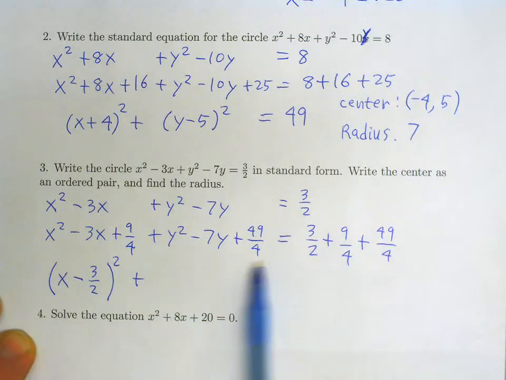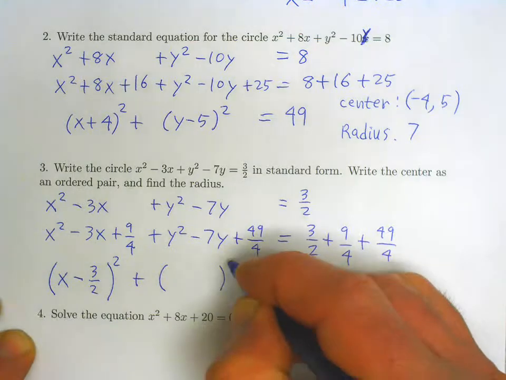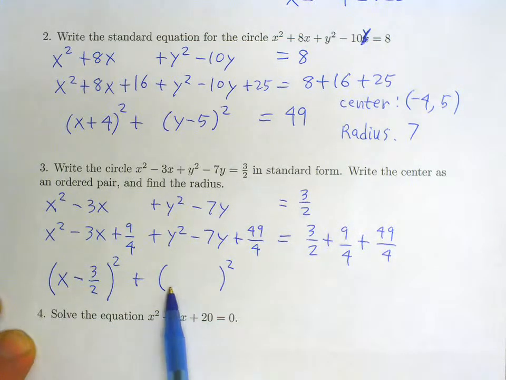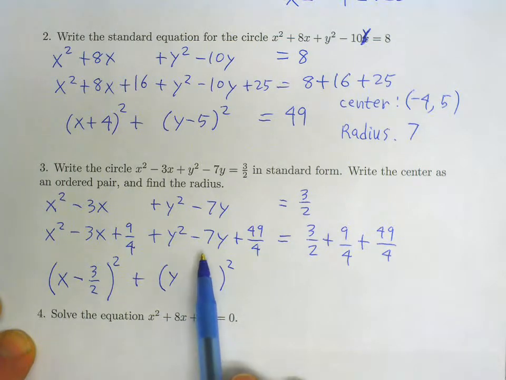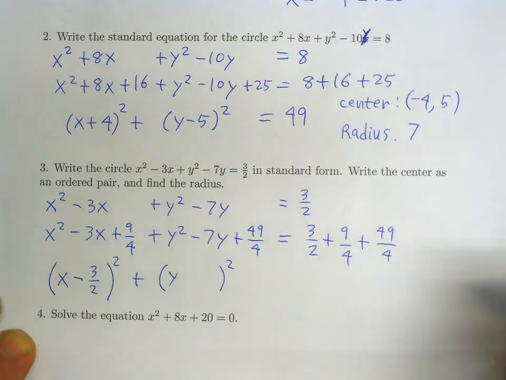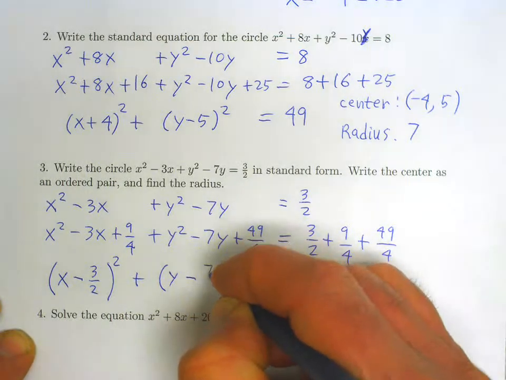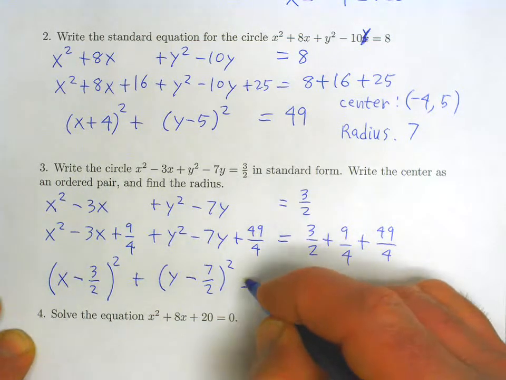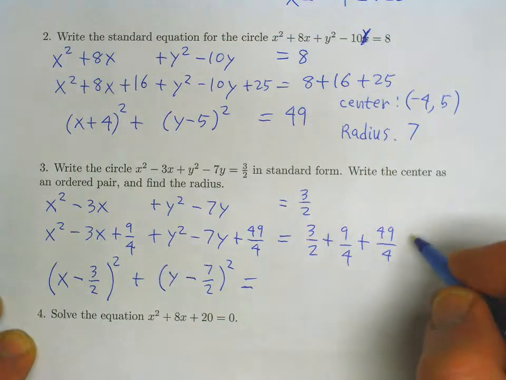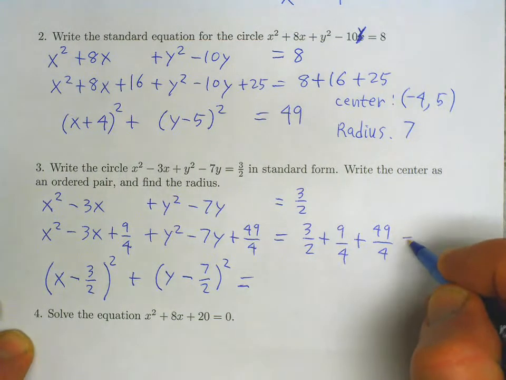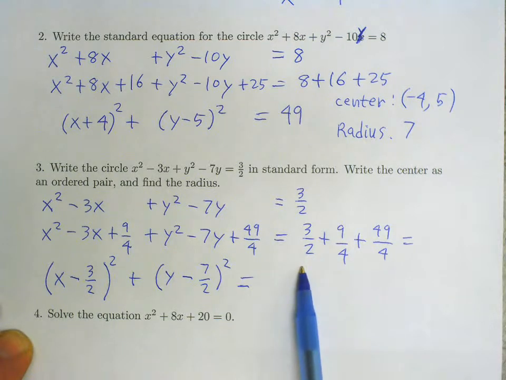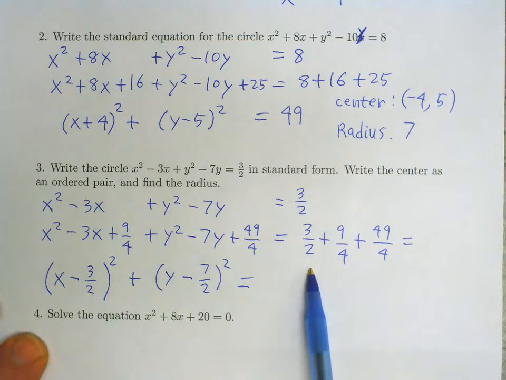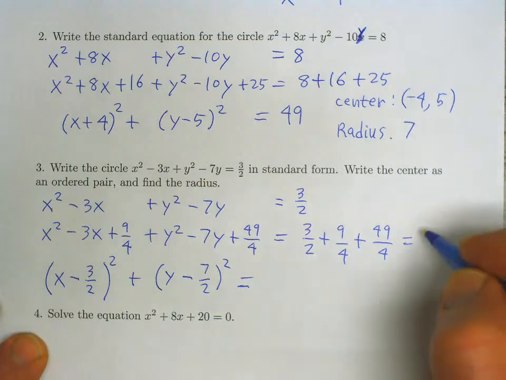And then the other binomial squared, this has to have y in the binomial. And the number that follows is 1/2 of negative 7, or negative 7/2. So we write minus 7/2. Then on the right-hand side, we'll do the arithmetic up here. We need a common denominator before we can add all of those fractions. So we'll replace 3/2 with 6/4.